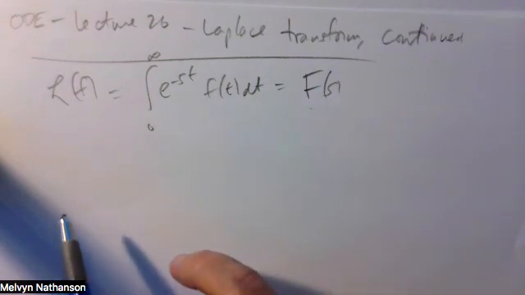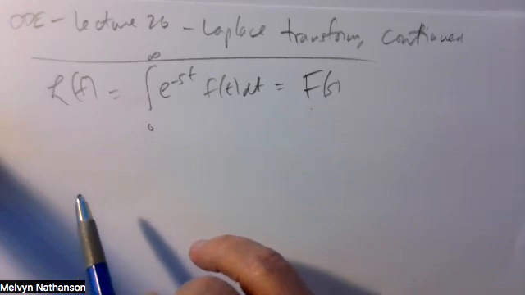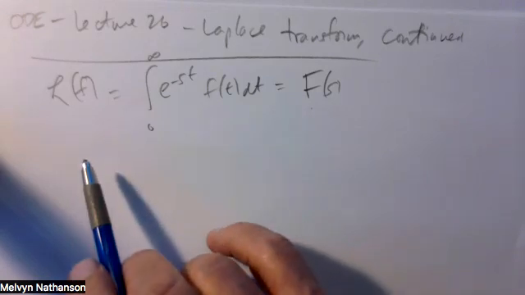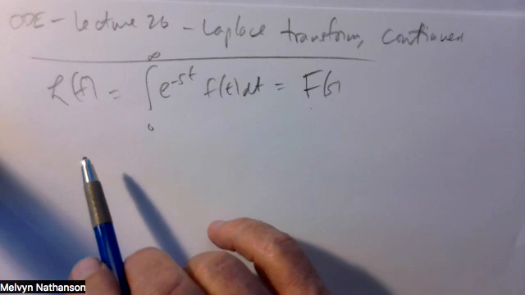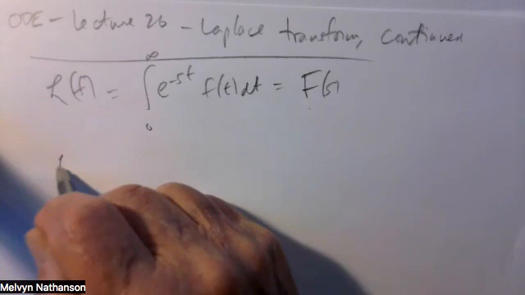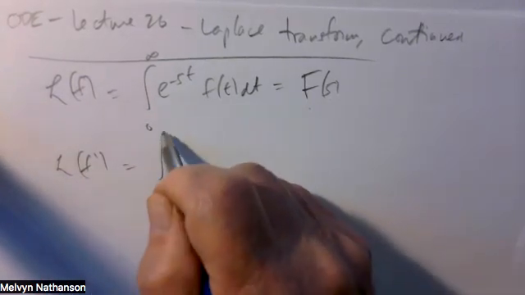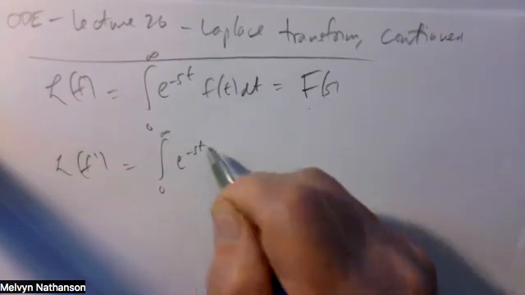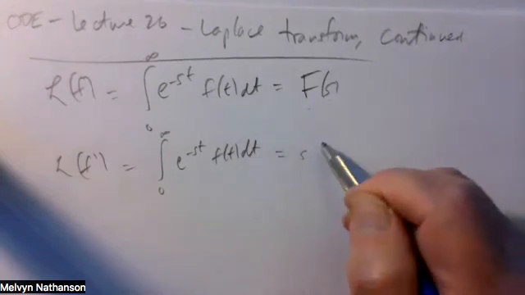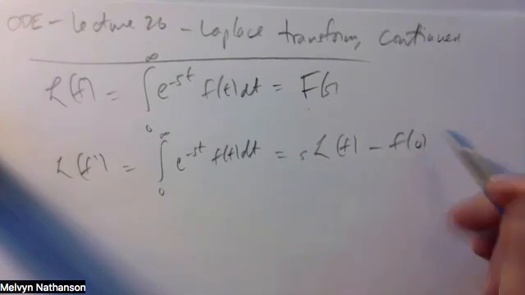This is theorem 8.3.1. If you have a continuous function for t greater than or equal to 0 and of exponential order s naught, that means it doesn't grow faster than e to the s naught, then the Laplace transform of the derivative f prime, that's the integral from 0 to infinity e to the minus st f of t dt, is equal to s times the Laplace transform of f minus the value of the function at 0.